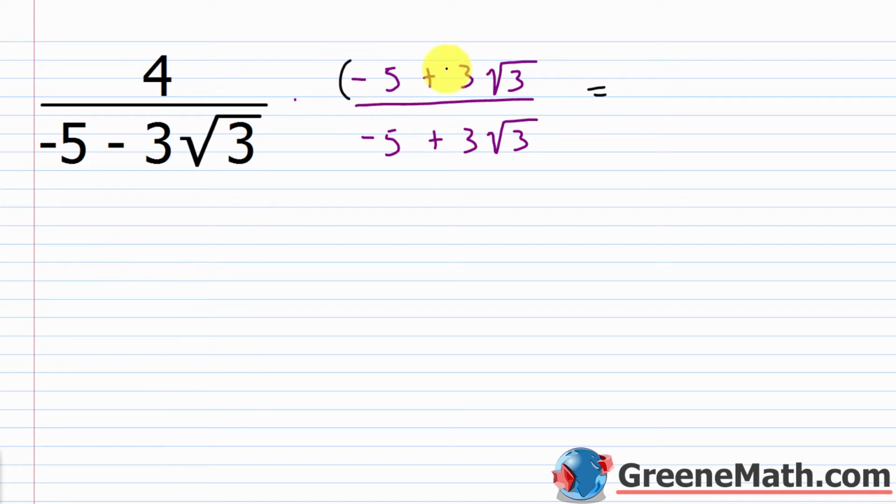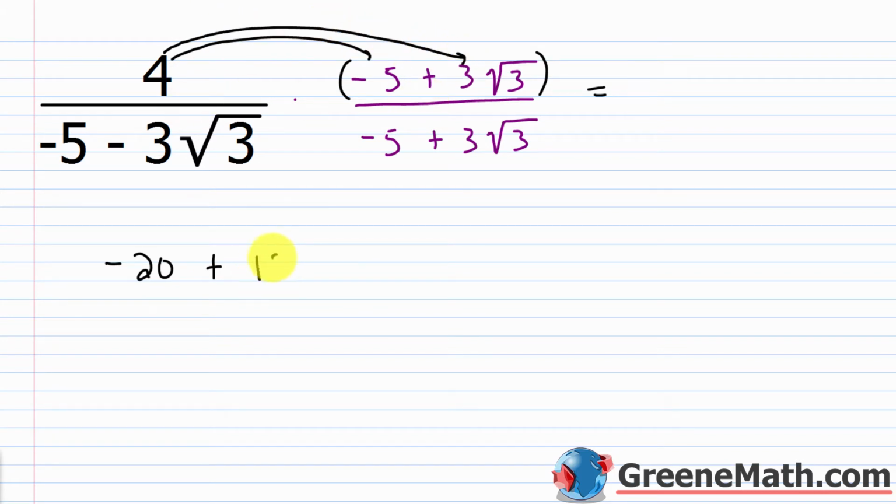And you just think about this, putting parentheses around this. 4 would get multiplied by negative 5, which would give us negative 20. And then plus 4 would get multiplied by 3 times the square root of 3. 4 times 3 is 12, so you'd have 12 times the square root of 3 there.